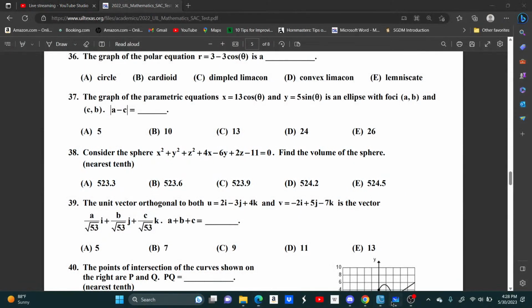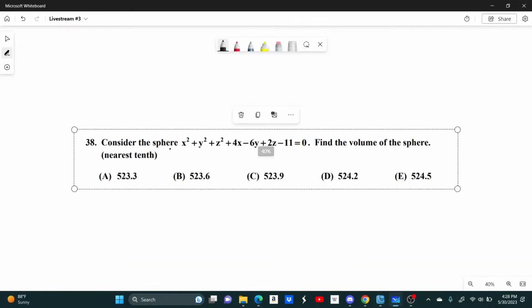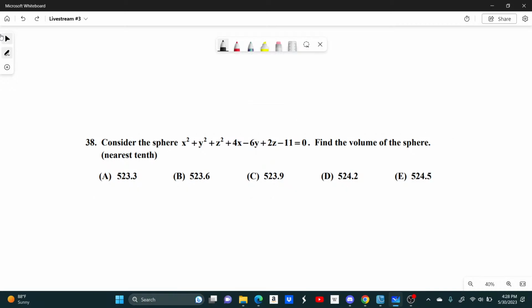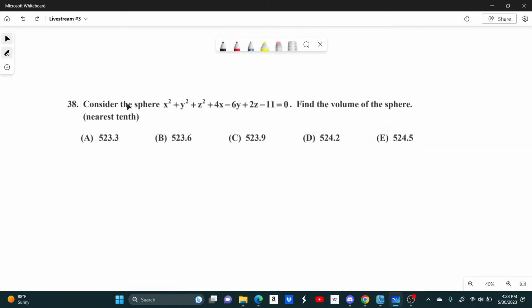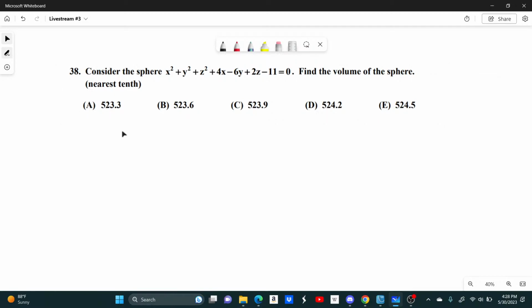Okay, let's look at this one. Consider the sphere x squared plus y squared plus z squared plus 4x minus 6y plus 2z minus 11 equals 0. Find the volume of the sphere.